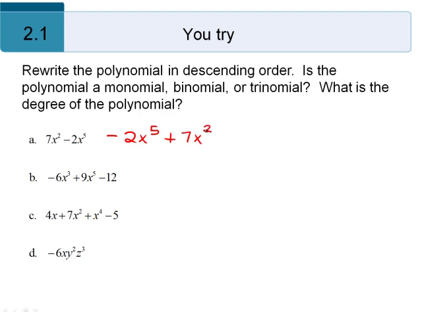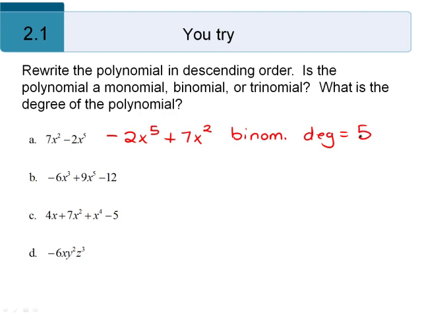Now, to classify it, that has two terms, so that is a binomial. I'm going to abbreviate, not write out that whole word. And they want to know the degree. When it's all in one variable, the degree is your largest exponent. So the degree would be 5.